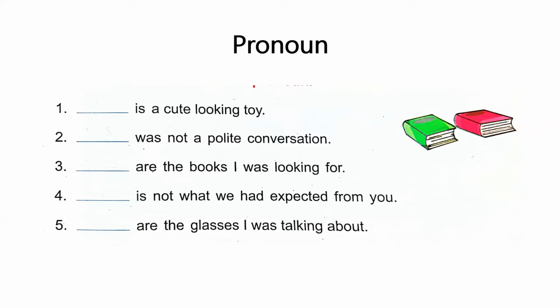Pronouns are the words that we use instead of a noun. The exercise for pronouns is given. Sentence number 1. Dash is a cute looking toy. So in this blank we have to put a suitable pronoun. For toy, that is a non-living thing, we use this. This is a cute looking toy. This, the word this, is a pronoun.